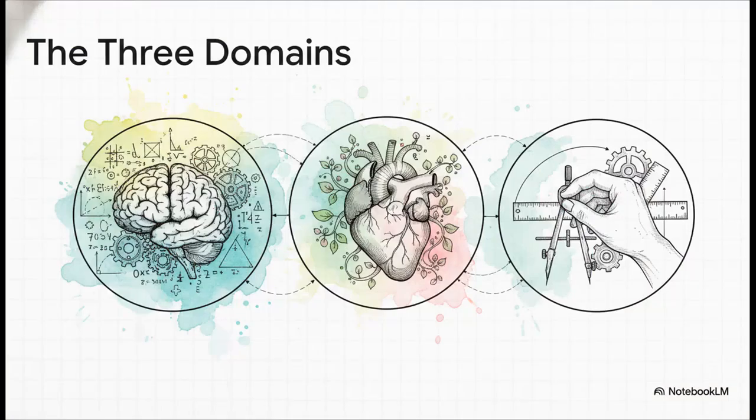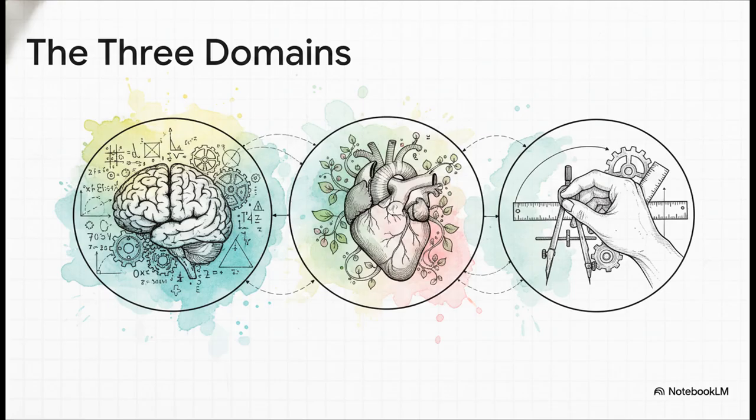Let's break those 3 domains down into how they actually look in practice. Domain 1 is the cognitive domain, or the head. This involves mental skills and reasoning, everything from recalling your times tables to synthesizing complex proofs. Domain 2 is the affective domain, the heart. This is a student's math identity, their persistence, their growth mindset. And domain 3 is psychomotor, the hands.